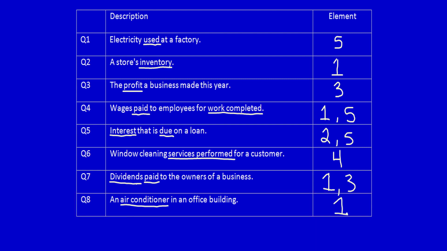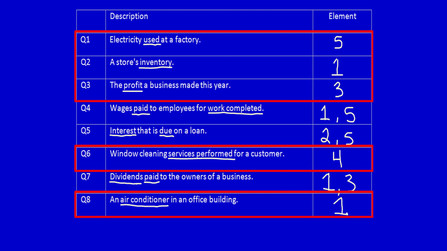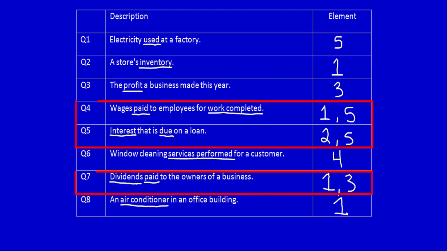So a few important things to note here. Sometimes it's a statement, and a statement only impacts one financial reporting element. Generally, the statement just gives us a piece of information. When it's a transaction, we can see that there are two elements that are impacted.